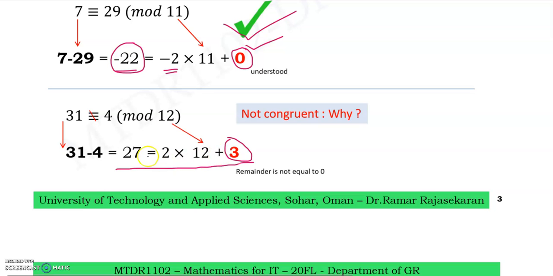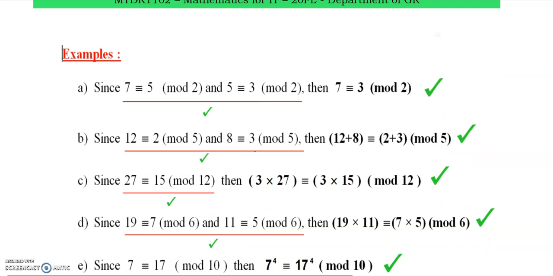Okay, which means you cannot write 27 as a multiple of 12 exactly. Here you get some value remaining, that is remainder 3. That's why I say that this is not congruent modulo 12. Why? This is the reason. Okay, now you see another example.